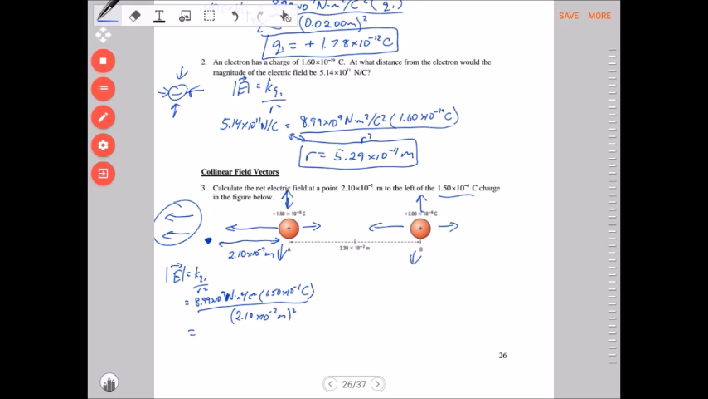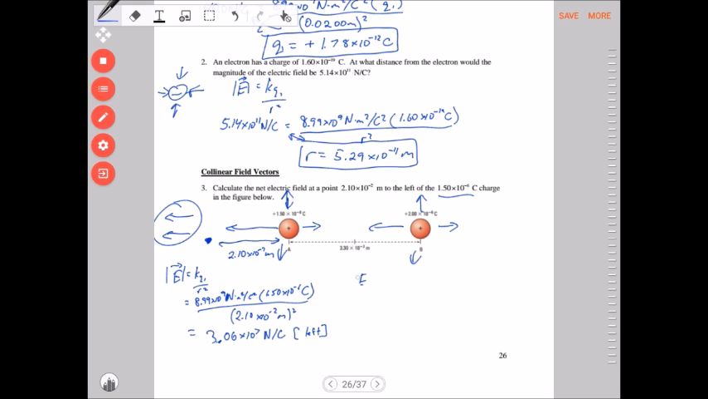Let's get the calculator out. So 8.99 times 10 to the 9 times 1.5 times 10 to the negative 6, divided by 2.1 times 10 to the negative 2 squared. This one works out to, let's see, I've got 3 sig digs everywhere, so 3.06 times 10 to the 7, and this, of course, is newtons per coulomb. So that's that electric field, and we know that it is directed to the left because it's a positive charge, and we're going away from the positive charge.